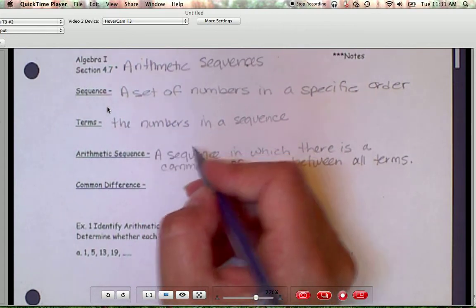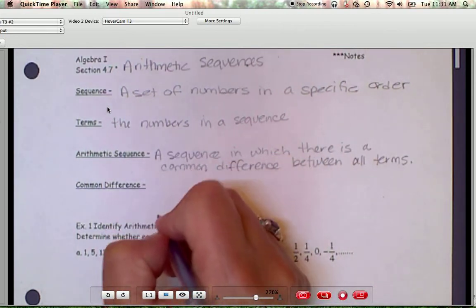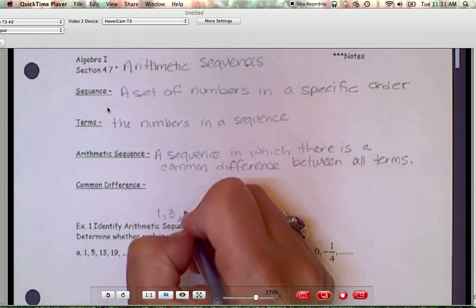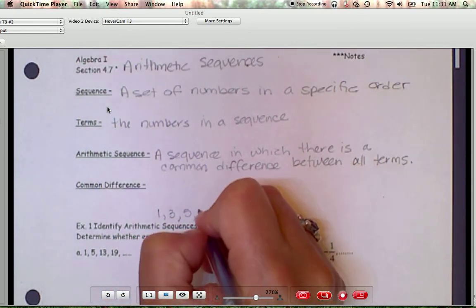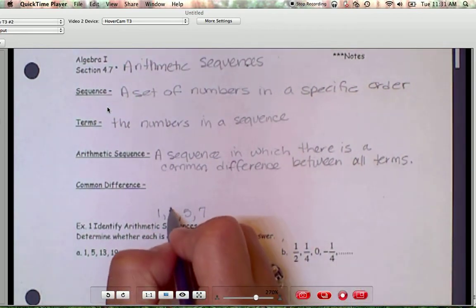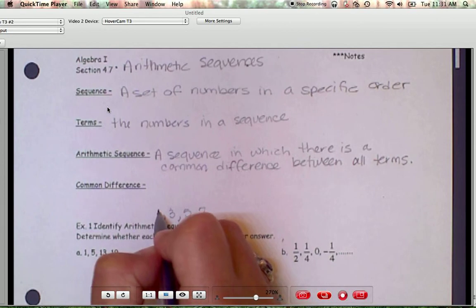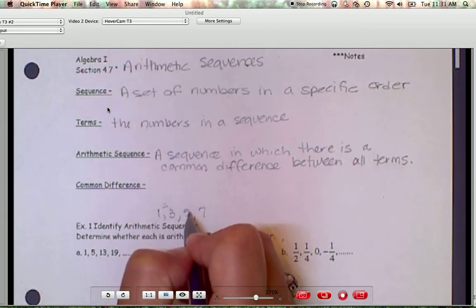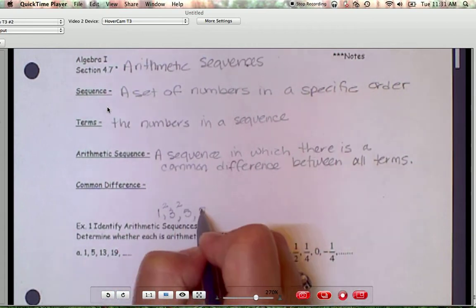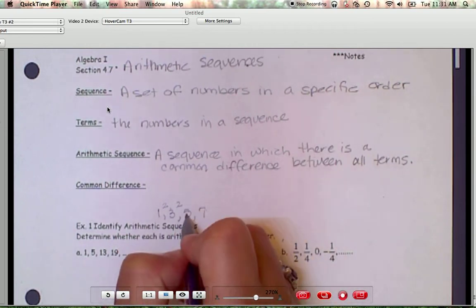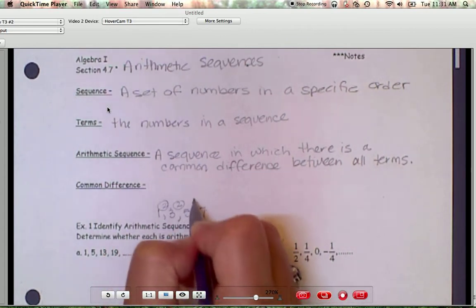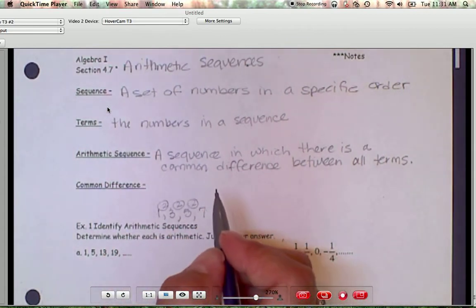For example, let's say we have 1, 3, 5, 7. Okay? To find the common difference, you can take the second term and subtract the first term. So 3 minus 1 is 2. Take the third term and subtract the second term. 5 minus 3 is 2. Take the next term and subtract the previous term, and 7 minus 5 is 2. So you can see the common difference here is 2.